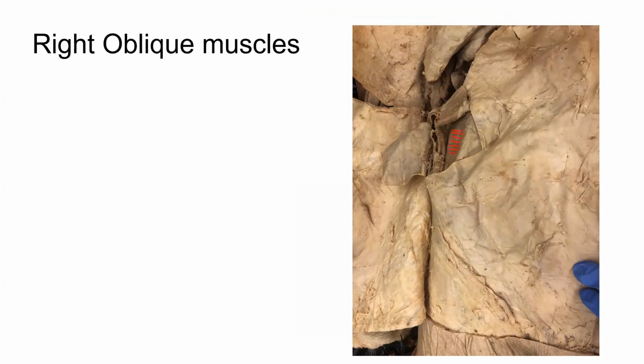Okay, so this is the internal oblique that's been peeled upward. Here's the external oblique that's been peeled that way. And then the deepest layer of the abdominal wall laterally is going to be that transversus abdominis. Okay.